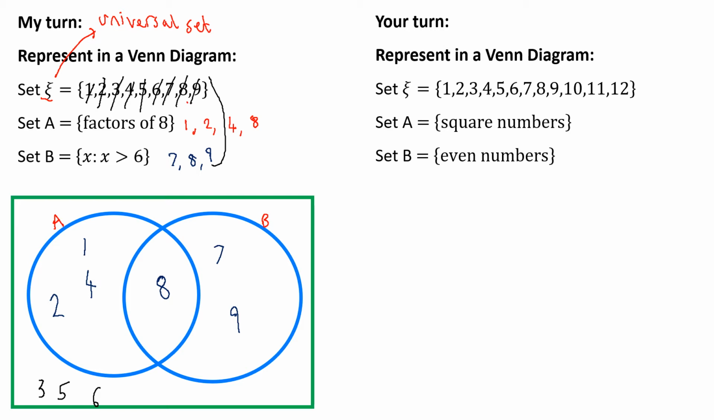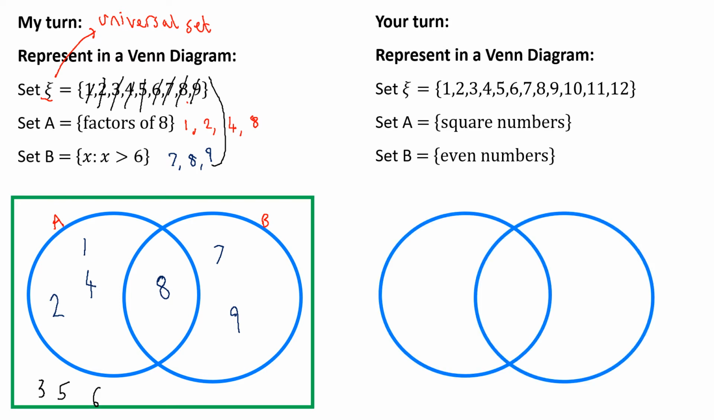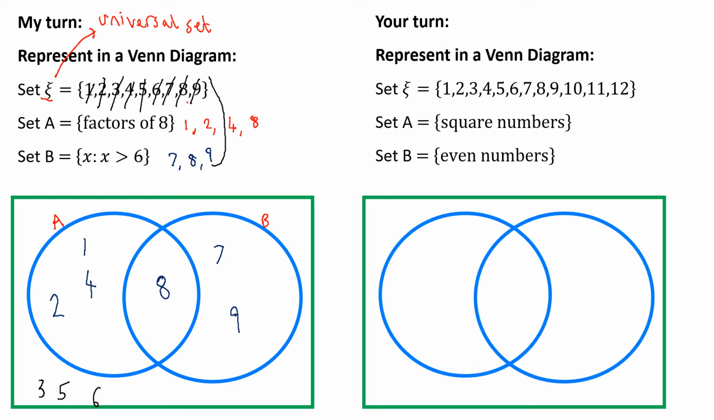Okay, so hopefully you've paused that, you've had a go at the question by yourself. We'll now just go through it and check how you've got on. So we start by drawing our circles and our box around the outside. After that, we're going to label our circles A and B. So set A needs all the square numbers.